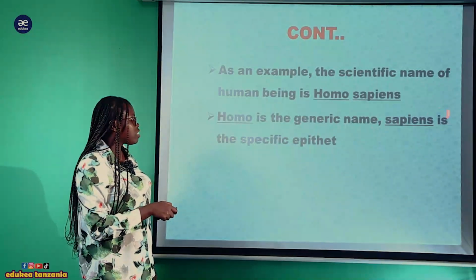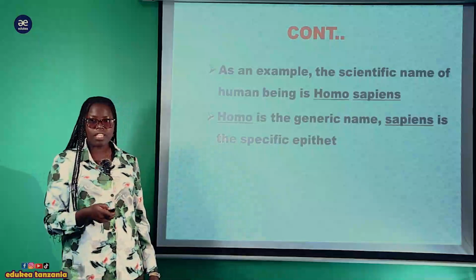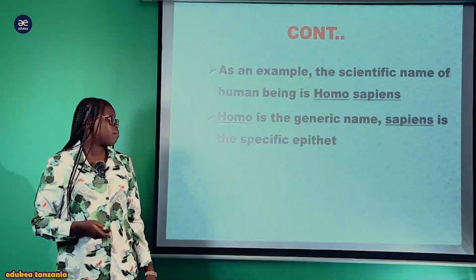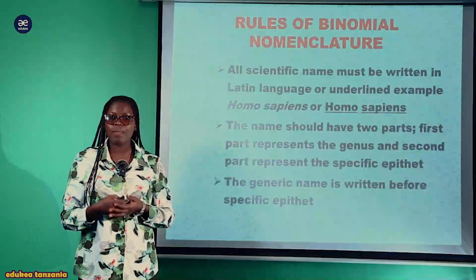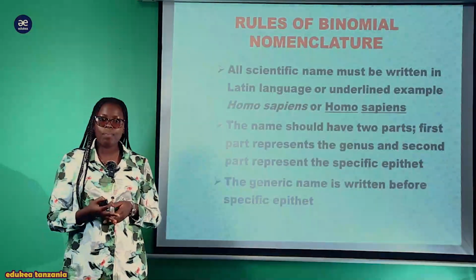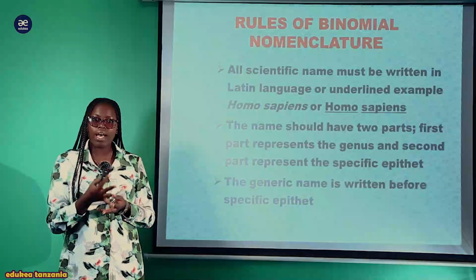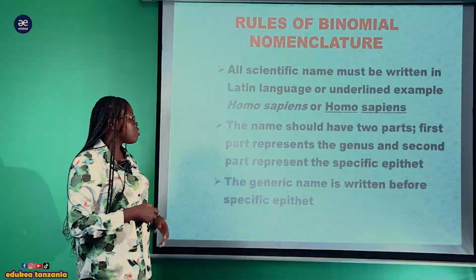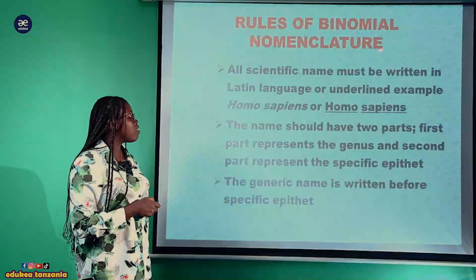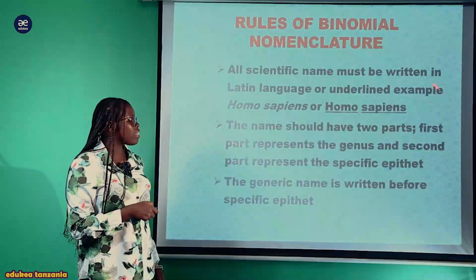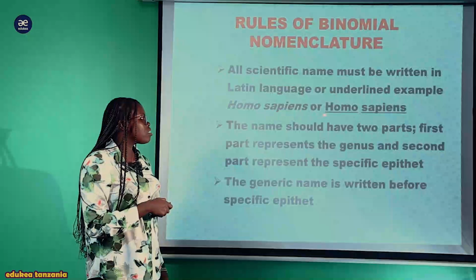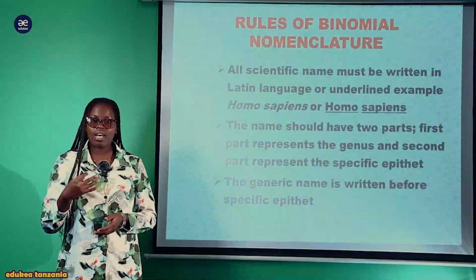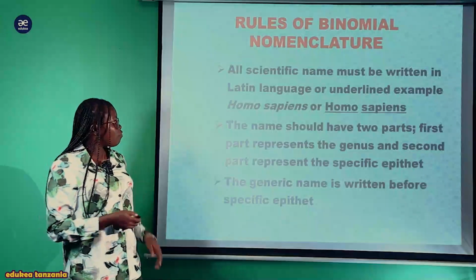So what are the rules of binomial nomenclature? Ni njia zipi au sheria zipi za kuzingatia unapokuwa unatumia this binomial process katika naming of organism? The first one, all scientific names must be written in Latin language or underlined. Example, Homo sapiens. Kwa unapokuwa unaandika scientific name, you have to Latinize it. Kwa mfano, katika Homo sapiens unaenda kutumia njia ya Latin ambayo unaenda kuandika kwa njia ya mlalo, lakini make sure kwamba unaandika kwa using the capital letter.